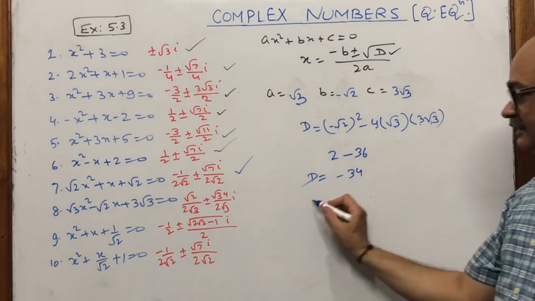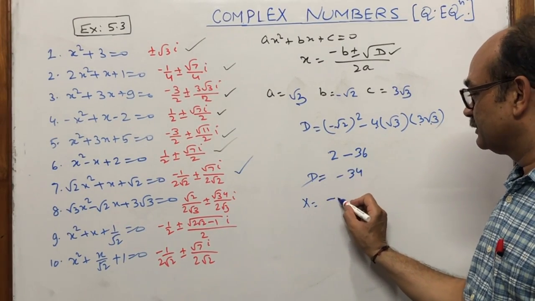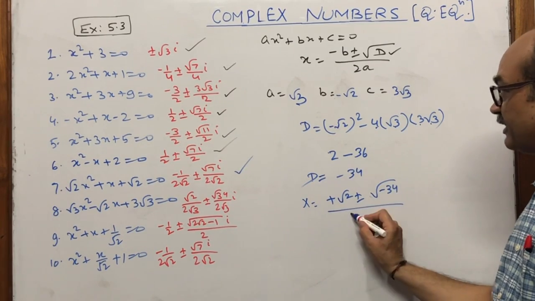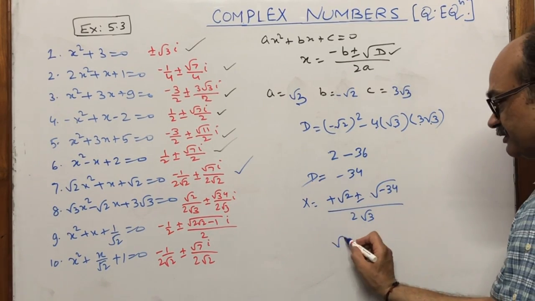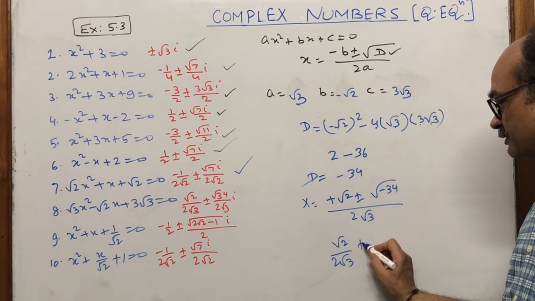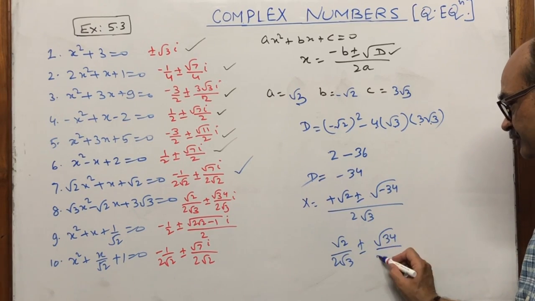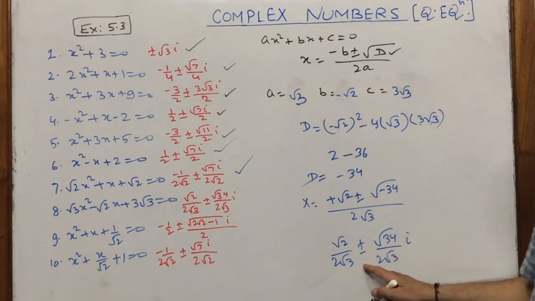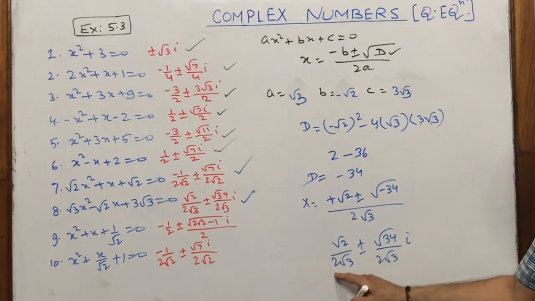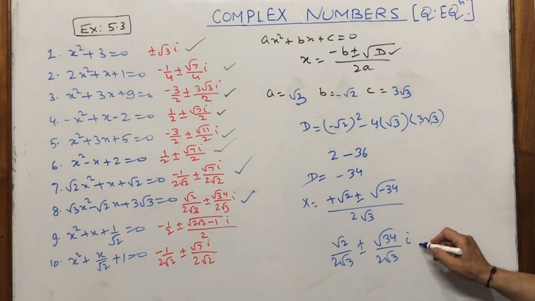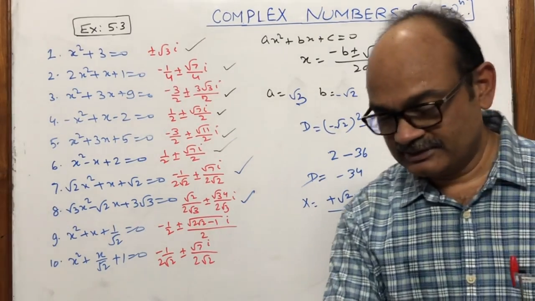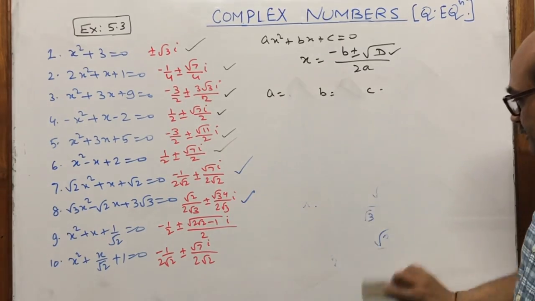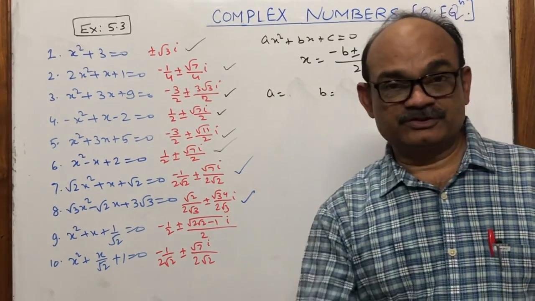So final answer, x equals to minus B plus minus root D divided by 2A. Separate it. Root 2 by 2 root 3 plus minus root 34 by 2 root 3 and iota because root of minus 1. Check the answer. Sum number 8. Root 2 by 2 root 3, root 34, 2 root 3 and correct. Now 9th and 10th. So in this way we can calculate the imaginary roots very easily.